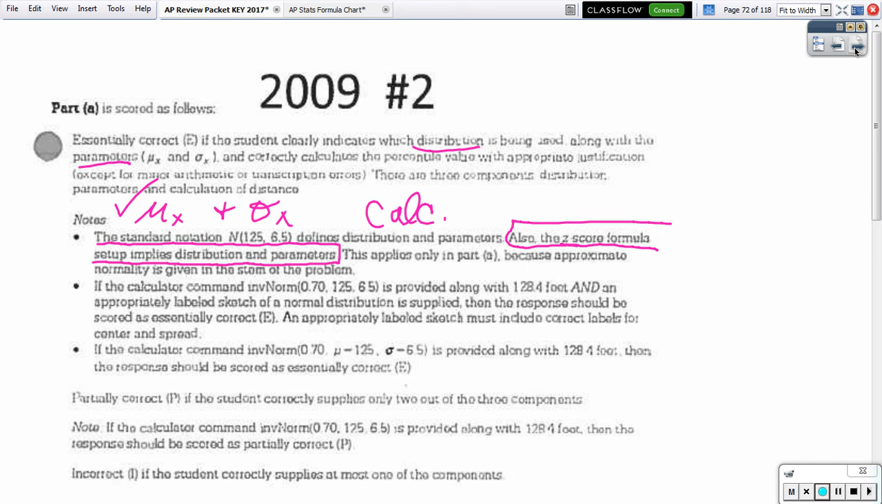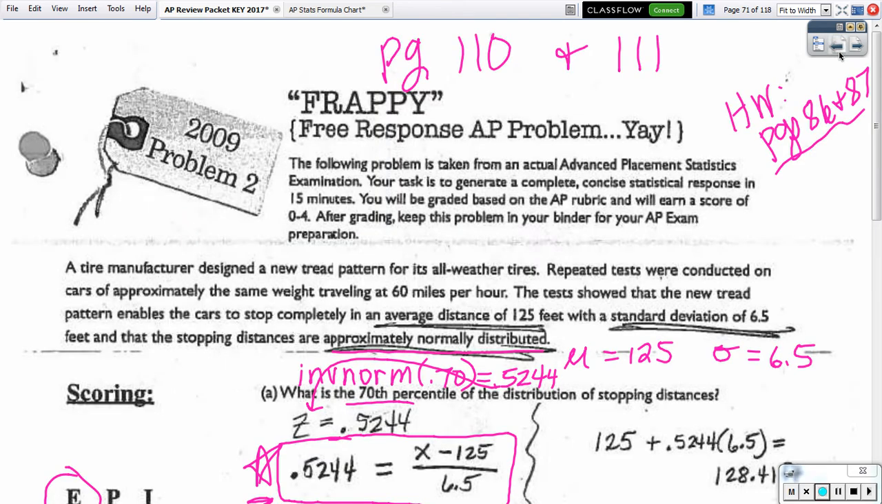It goes in here, and by the way, it gives notes saying things like the inverse norm command provided. Okay, if you wrote down inverse norm of 0.70 and then you just gave your answer, okay, but they give different things here than we do. The calculator speak is just not good enough to give you information, because not only would you have had to give this, but you would have had to have an appropriately labeled normal model sketch. So we just need to go with the z-score setup to get full credit on that.